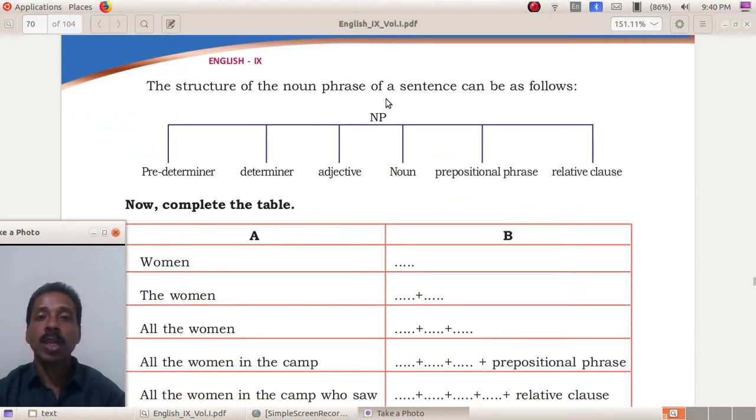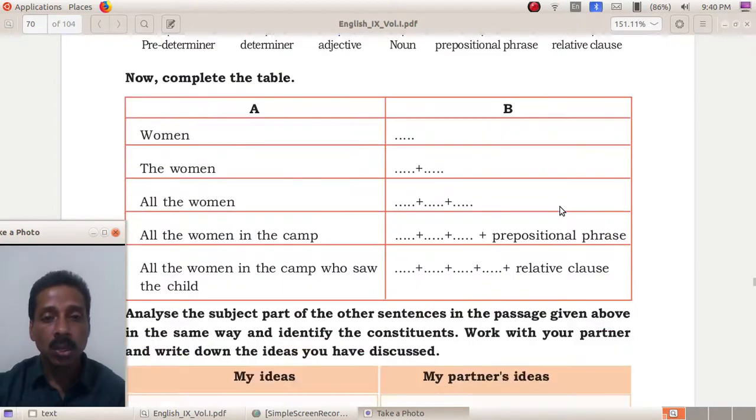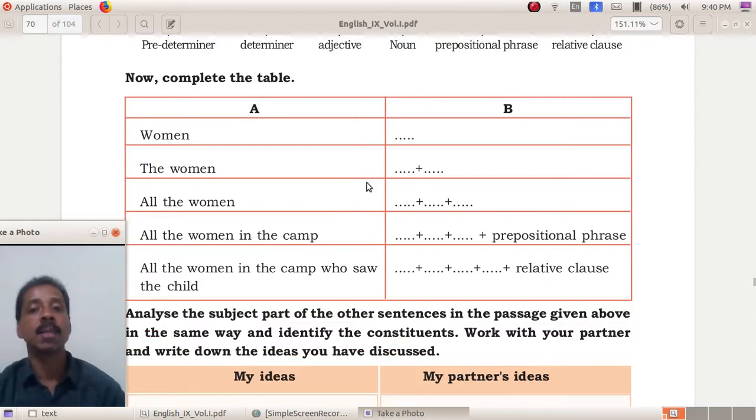So the structure of the noun phrase of a sentence can be as follows. Once more it is given: predeterminer, determiner, adjective, noun, prepositional phrase, relative clause. So you have been asked to complete the table. The first word is women. What is women? Women is a noun. Only a single word is there. It's a noun, you know. The women. You learned that the is an article, and an article comes under determiner.